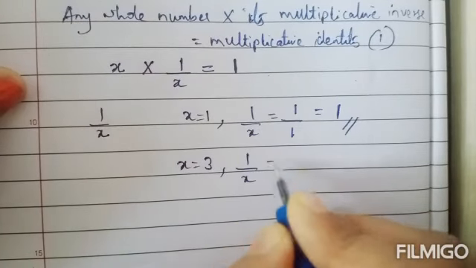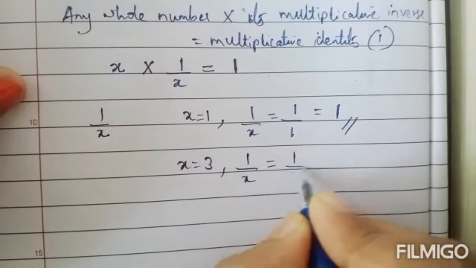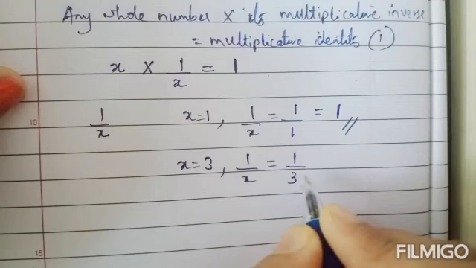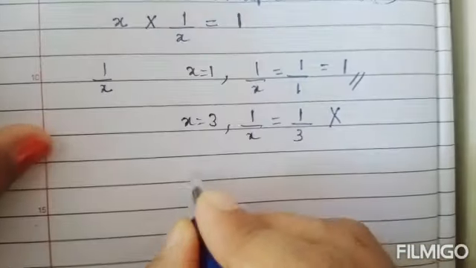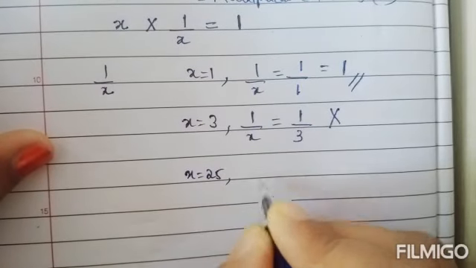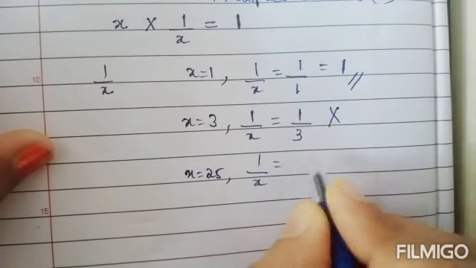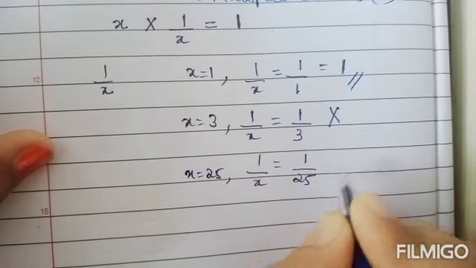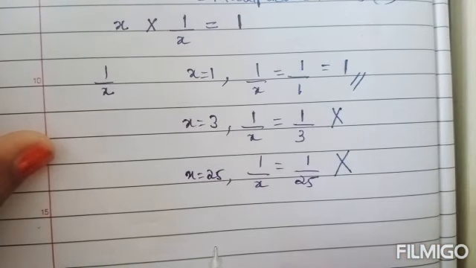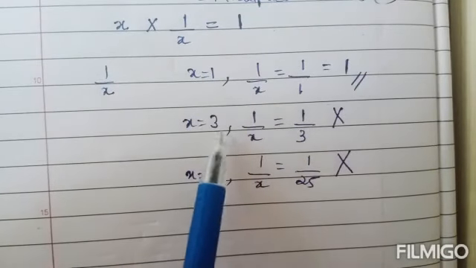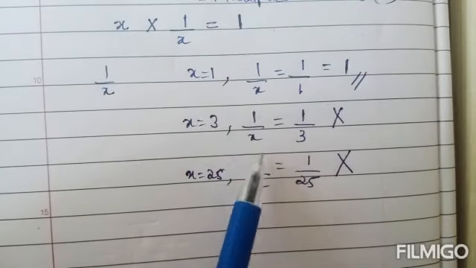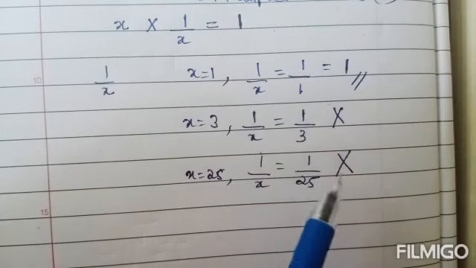When x equal to 3, let us take another whole number, what will be 1 by x? 1 by 3. Is this a whole number? It is not a whole number. When x equal to 25, what will be the value of 1 by x? It will be 1 by 25. This is not a whole number. So any whole number you take other than 1, 1 by x is not a whole number.